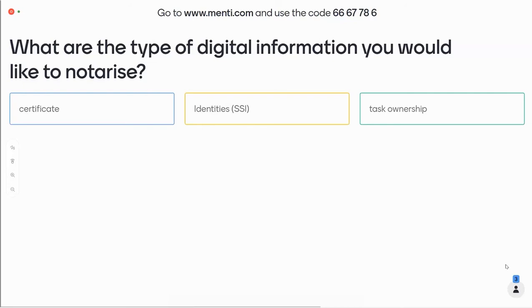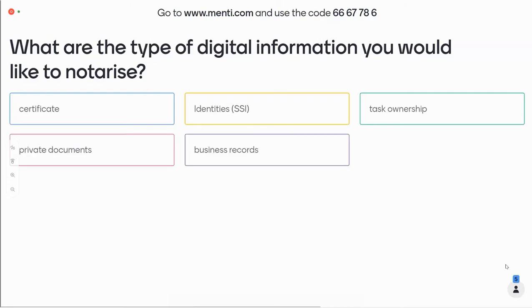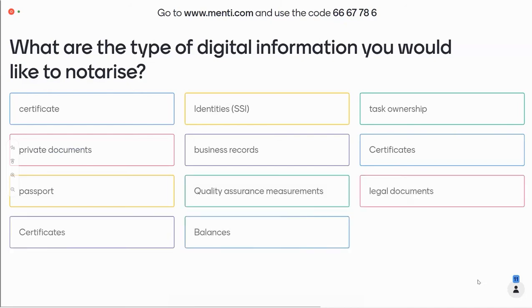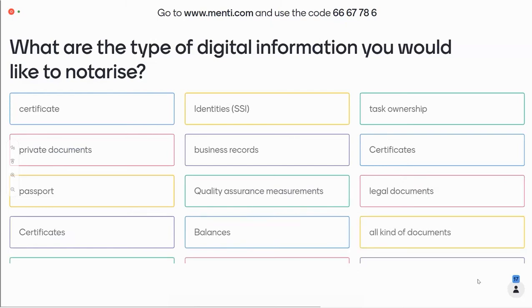Task ownership. Business record, private document, passport. So we have Trade finance, I see it in the chat. Quality insurance. Go ahead, Robert.